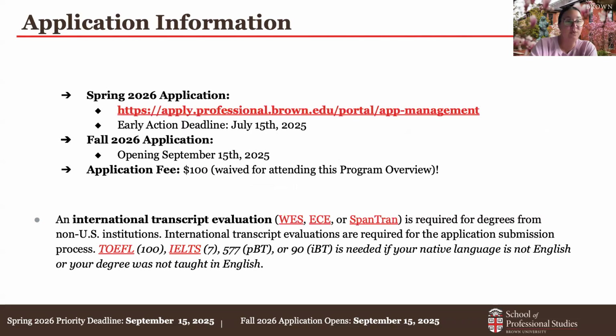And then the spring application is currently open. And it looks like we have the early action deadline on there, but the priority deadline is going to be September 15th, and the final deadline is October 4th or October 15th. And then the fall 2026 application will be opening on September 15th. So if you're interested in starting next fall, the application opens next month. There is a $100 application fee, but it will be waived automatically since you attended this webinar.